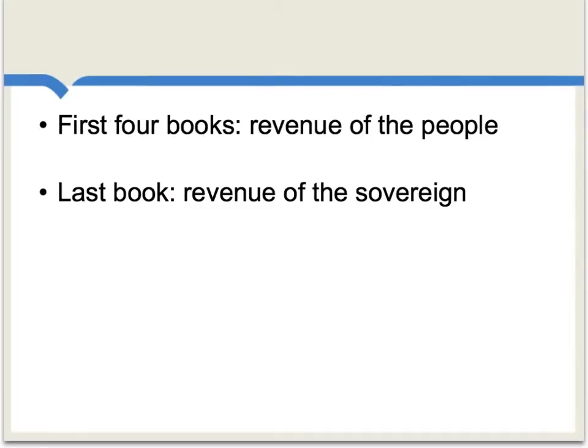Finally, we get an overview of what is to come in the rest of the work. The first 4 books of the work will consider what Smith calls the revenue of the people, and the last book will consider what he calls the revenue of the sovereign. With this stage set, let's now turn to division of labor.